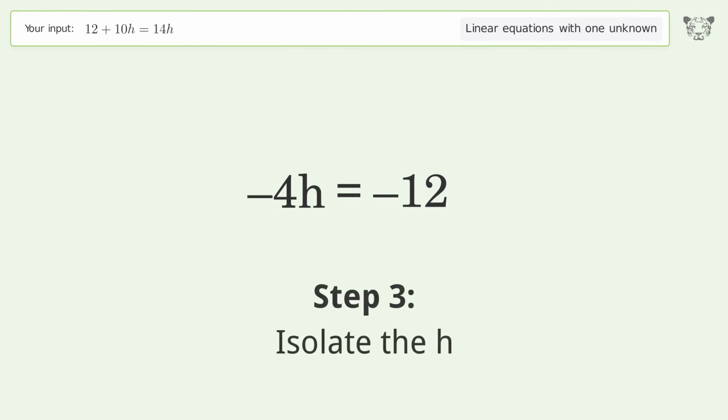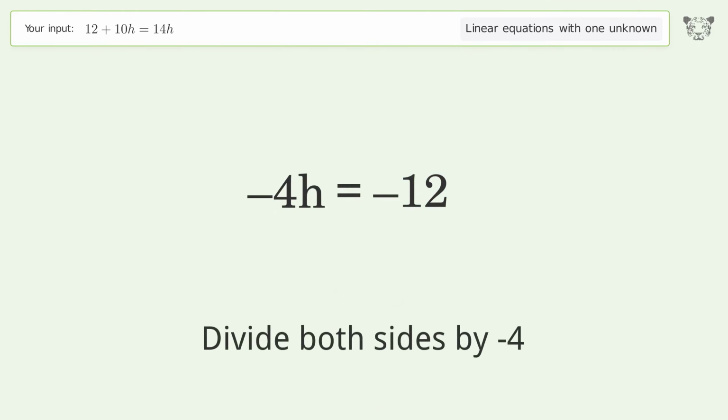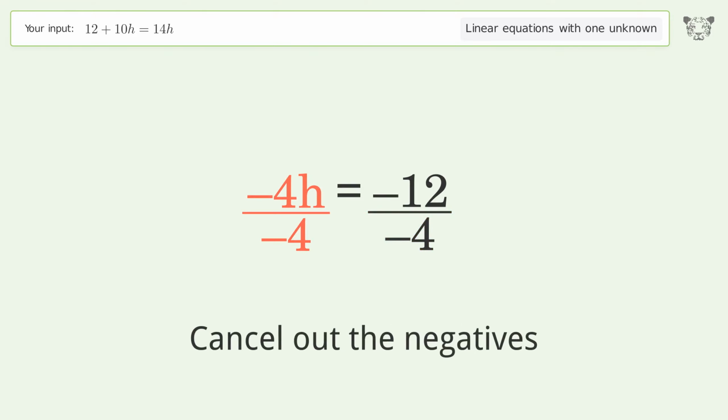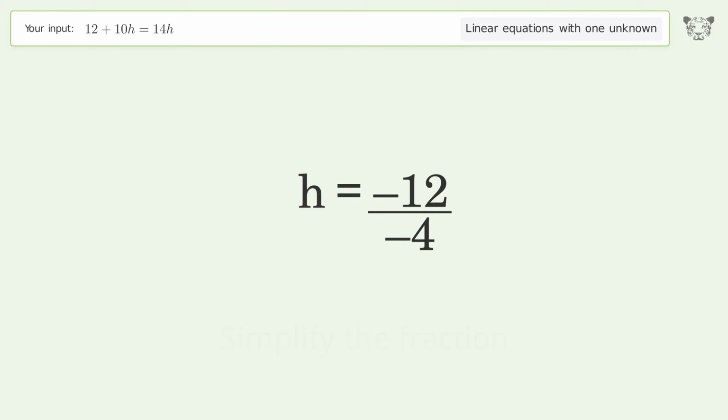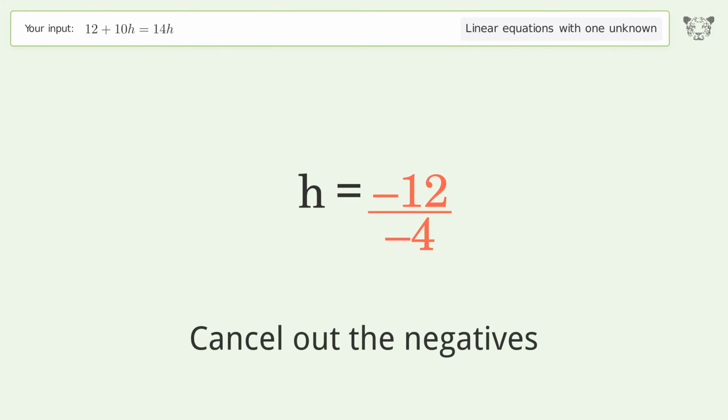Isolate the h. Divide both sides by -4. Cancel out the negatives. Simplify the fraction. Cancel out the negatives.